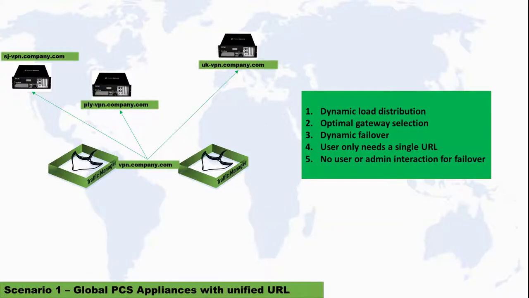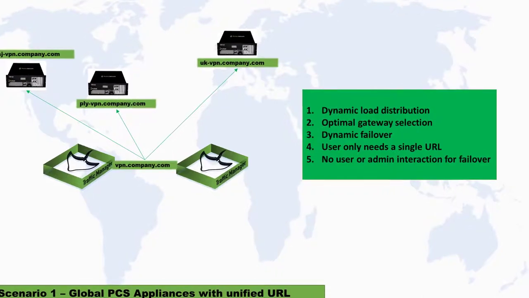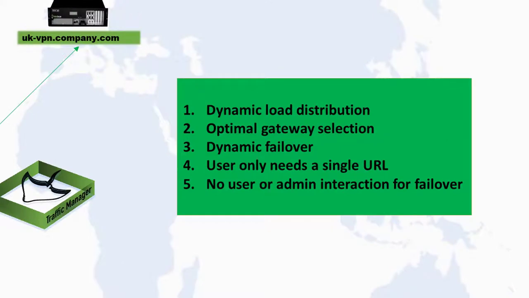In the tutorial that follows these slides, I'm going to walk you through the setup and configuration of a unified URL for this distributed solution. This is going to allow you to overcome all of the negatives of single URLs per site, including dynamic load distribution, optimal gateway selection, dynamic failover, a single URL for all of your user traffic, and no interaction during a failure.